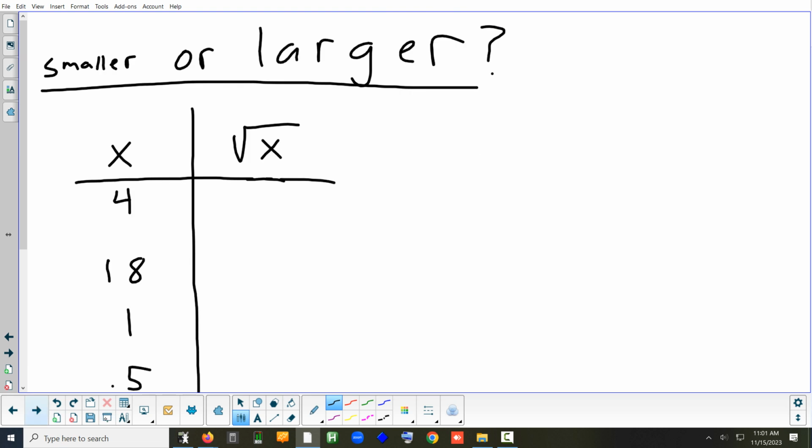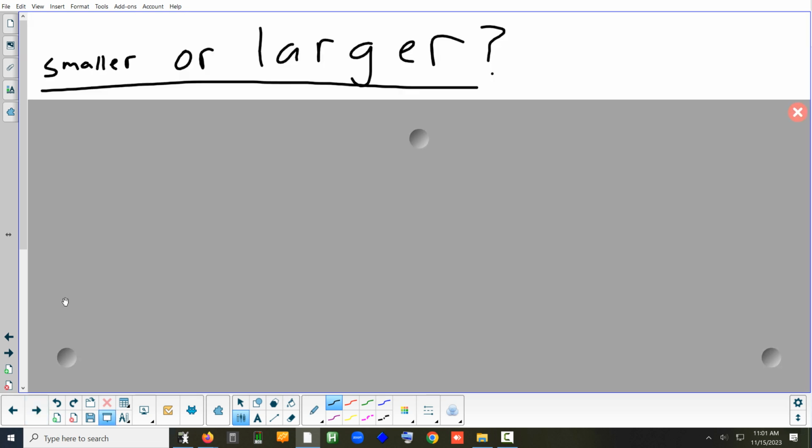All right, so let's take a look at this. We're going to figure out when we take a square root, if it gets smaller or it gets larger. And you see what I did with the font there? Smaller, it's smaller, but then larger, it's larger. It's like a vertical stretch of smaller.